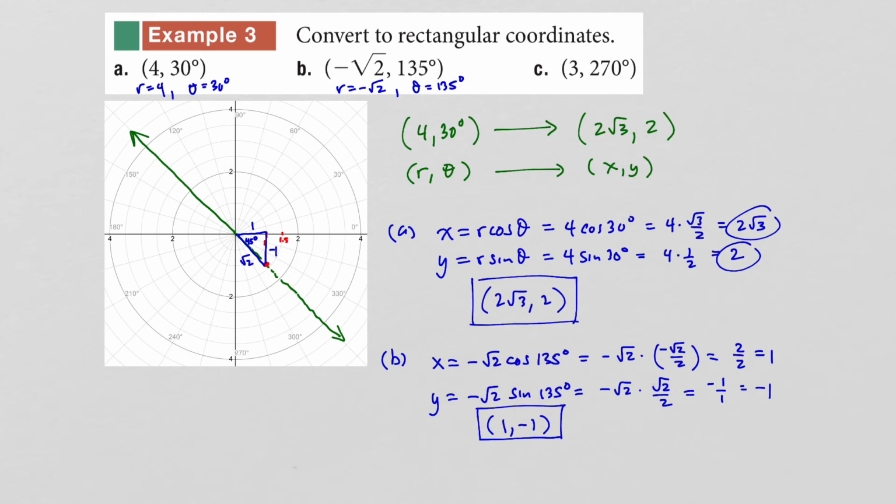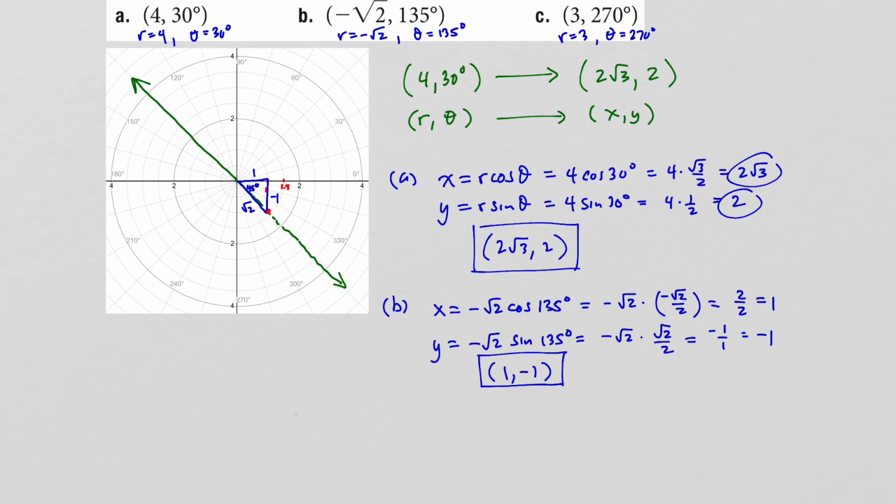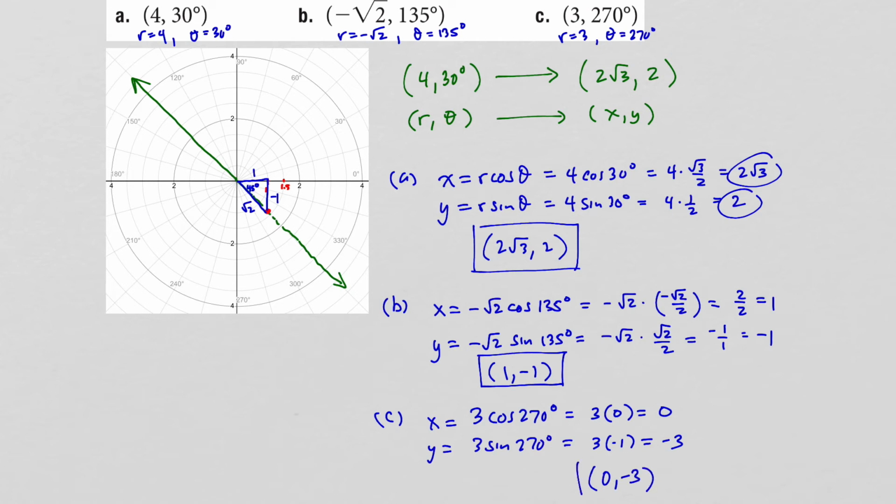And for the last one, we have the point 3, 270. So r is 3, theta is 270 degrees. And so to convert this into rectangular coordinates, x is going to be 3 cosine of 270 degrees, which is 3 times 0, which is 0. And the y-coordinate is 3 times the sine of 270 degrees, which is 3 times negative 1, which is negative 3. And so in rectangular coordinates here, the point would be 0, negative 3.